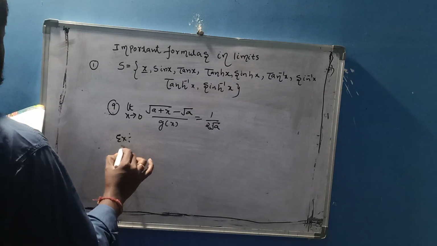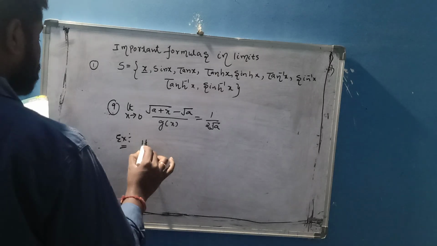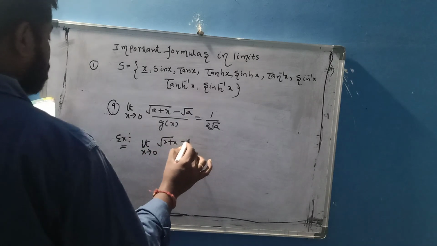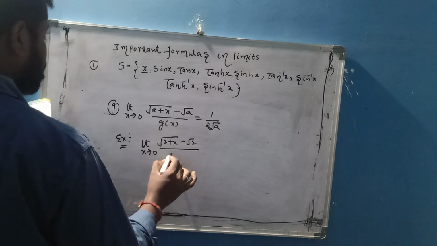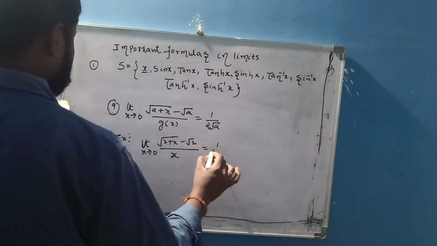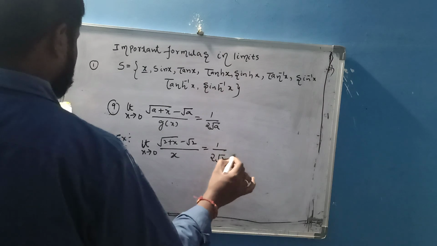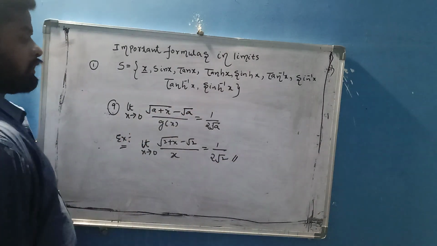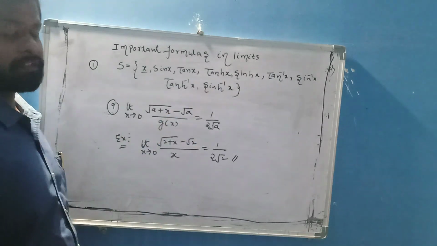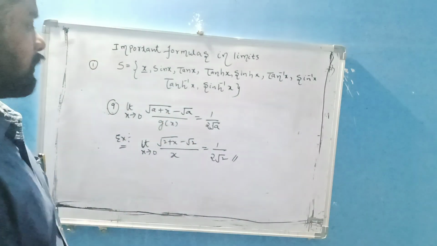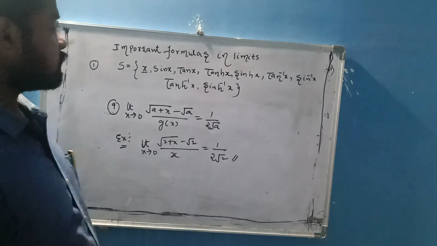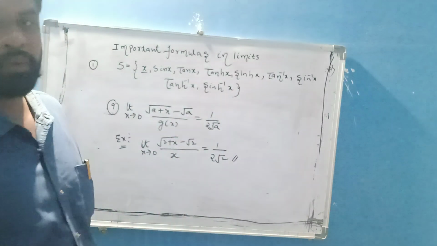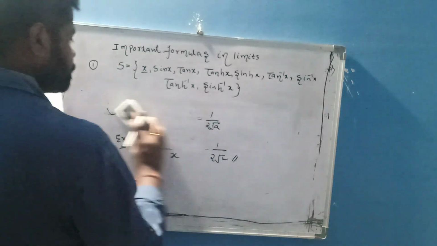Example like this. Limit x tends to 0, root(2 plus x) minus root 2 by x. That is equal to 1 by 2 root 2. Here a is replaced by how much? That only. Like this a function is given. Algebraic values, this is not trigonometric. Algebraic values are there in the numerator. That answer is 1 by 2 root 2. That formula is 1 by 2 root a here.